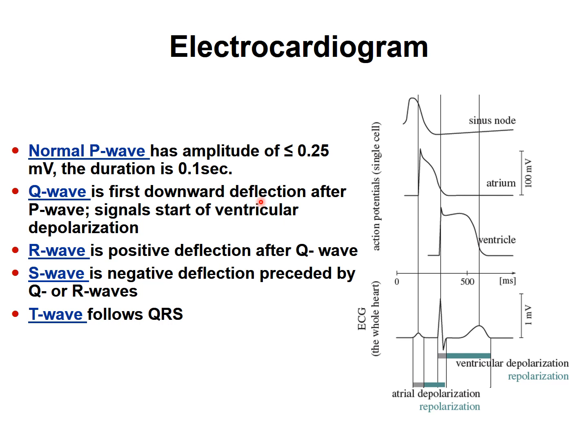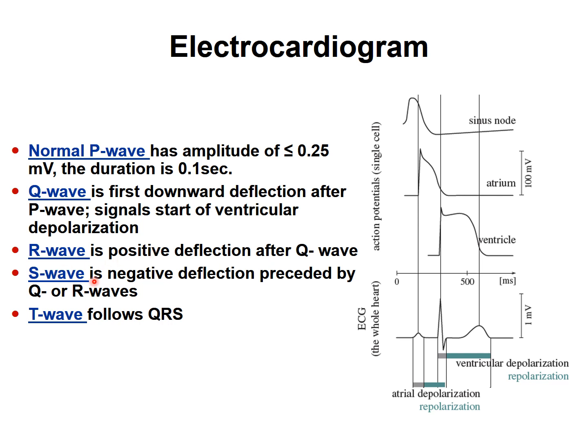We can have only one Q wave. The Q is the first negative wave in front of the first positive wave, the R wave. The R wave is any positive deflection after the Q wave or after the P wave. So within the ventricular activation, every positive wave is called an R wave, so we can have more than one R wave.